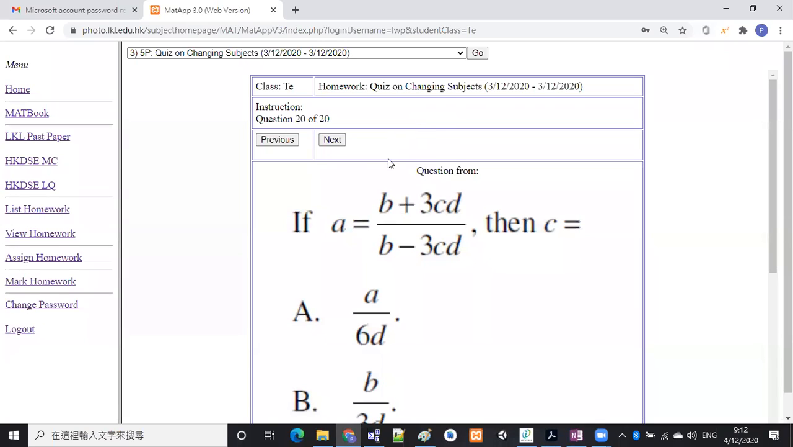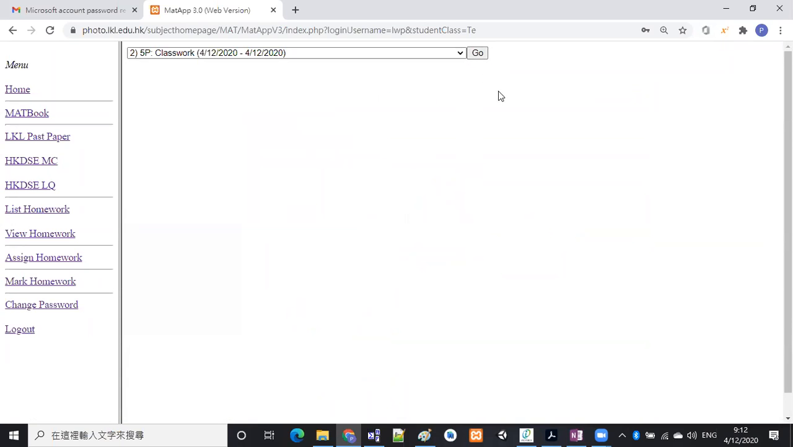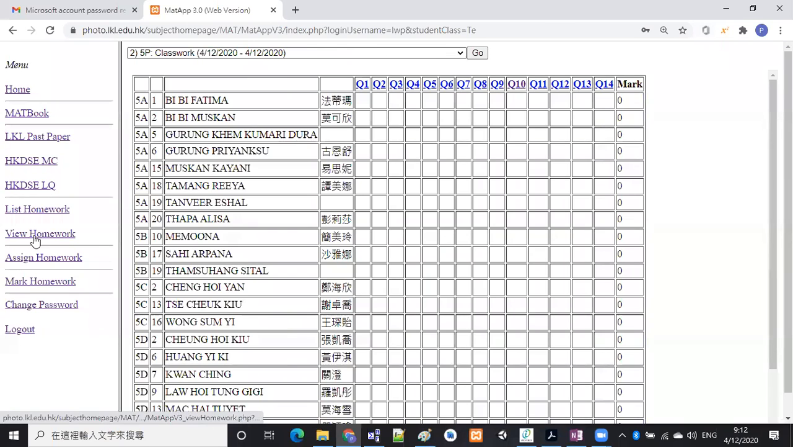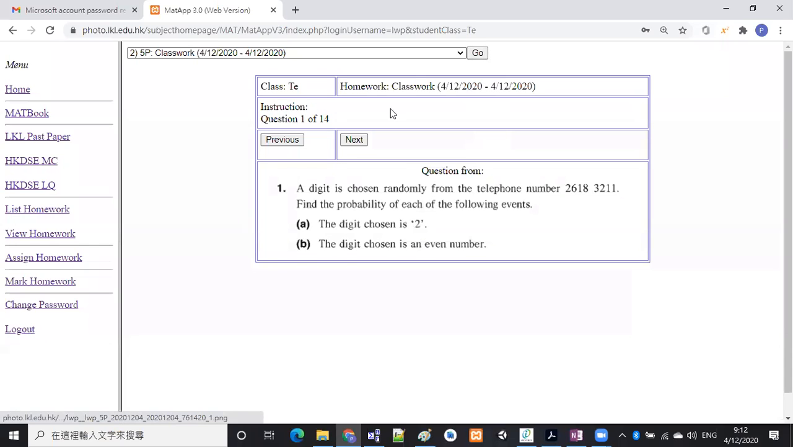Probability. I would like to do some revision on the Form 3 probability with you together. It's okay? So now, please go to the classwork of today. Okay? The classwork of today. Can you find this classwork? So there are 14 questions. 14 questions. And all of them are about junior form probability. Okay?